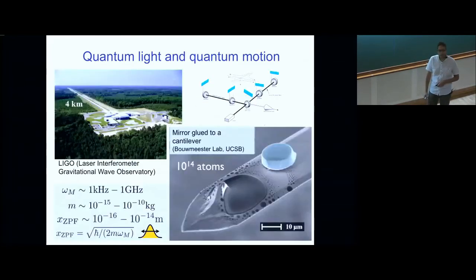We jump forward 100 years or so, and we go now from the realm of Gedanken experiments to real experiments. So this same basic interplay of light radiation pressure forces interacting with mechanical motion is now relevant to a variety of different experiments, spanning orders of magnitude in terms of the mass of the mechanical resonators involved, the frequencies of the mechanical resonators involved. And so these days, probably the most famous example where optomechanics plays a role is in gravitational wave detection.